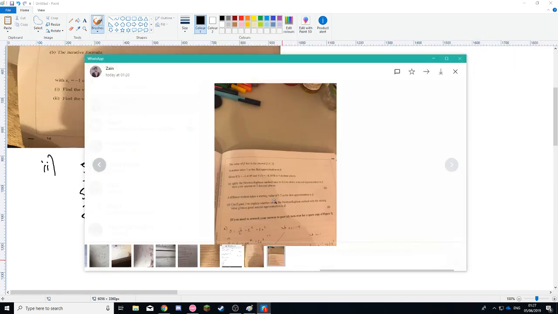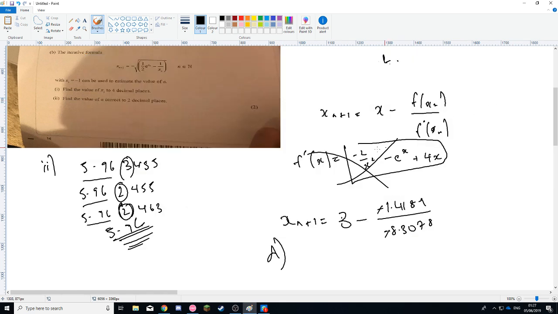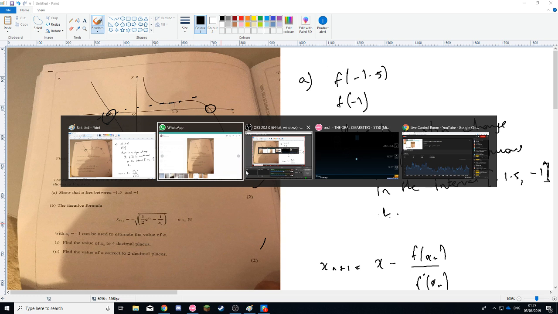A different student starts at 1.5. Explain whether or not this starting value gives a good approximation for beta. Well, here's the thing. 1.5, if you draw the tangent, I'll draw it here. 1.5 tangent goes like this. It is not a good approximation for beta. It goes to alpha. If anything, it's a very good approximation for alpha. That's it. That's your reasoning. This gives you all the marks. Tick, tick, and tick.